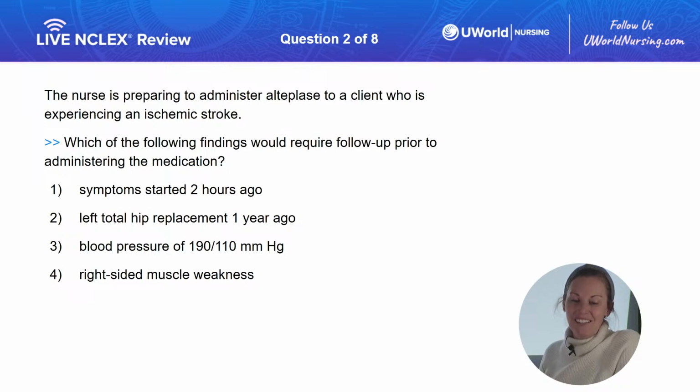All right, question 2. The nurse is preparing to administer alteplase to a client who's experiencing an ischemic stroke. Which of the following findings would require follow-up prior to administering the medication? Option 1, symptoms started 2 hours ago. Option 2, left total hip replacement 1 year ago. Option 3, blood pressure of 190 over 110. Option 4, right-sided muscle weakness. All right, 30 seconds on the clock. Drop those answers in the chat.